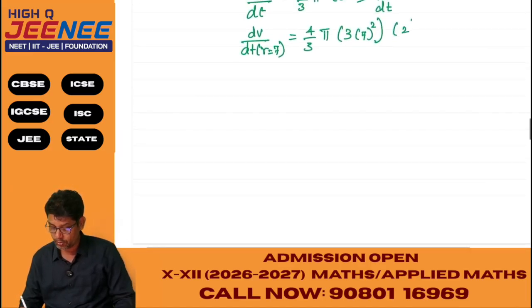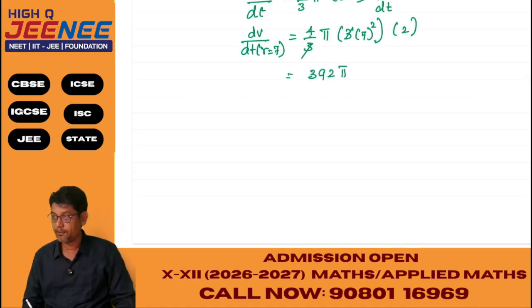What is given? 2. Excellent. So now this 3 gets cancelled. 4 2s are 8. 8 into 49. What is 8 into 49? 392. So it is nothing but 392 pi. Remember, don't forget to write the unit.